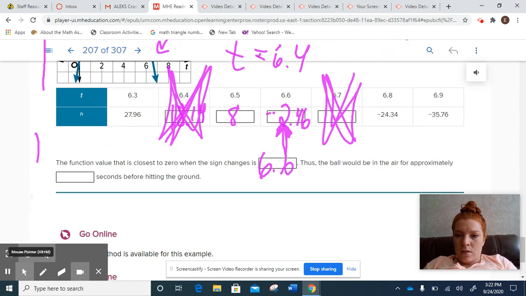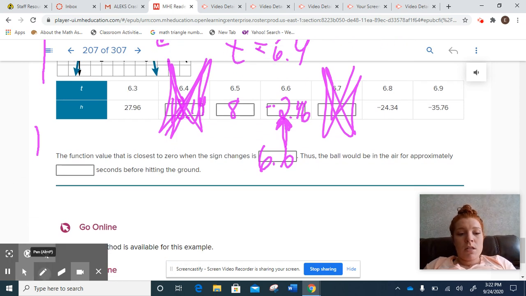So let's see. It says thus the ball would be in the air for approximately 6.6 seconds before hitting the ground. Okay.